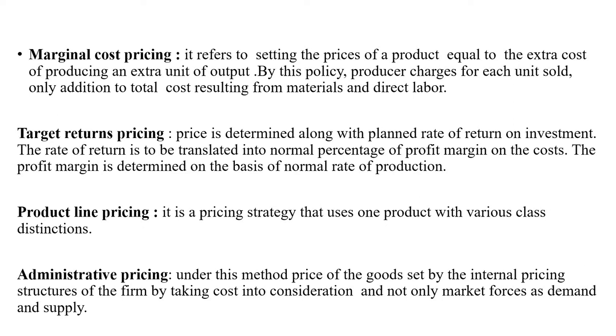So first we will set our target of the returns, how much we want to earn as a profit. Then we are going to fix the price. That is known as target returns pricing. Next is product line pricing. It is a pricing strategy that is used for one product with various classes of distinctions. Okay, for example, mobile. If you take the mobile, for example, a Samsung Galaxy.